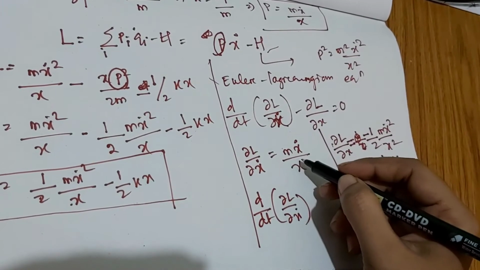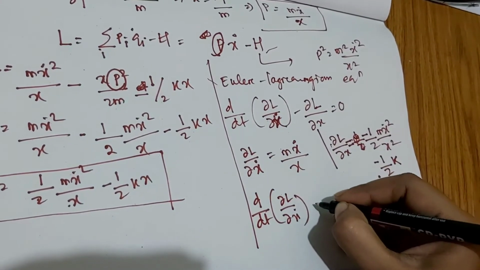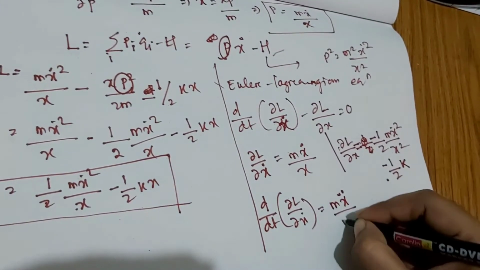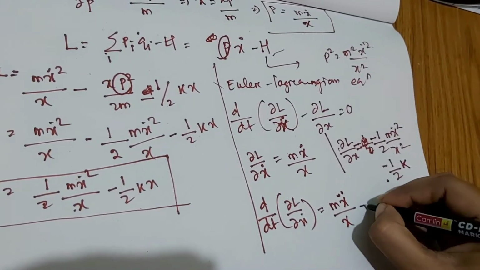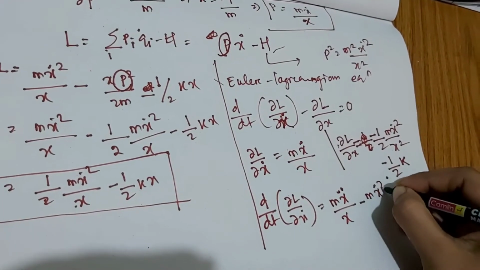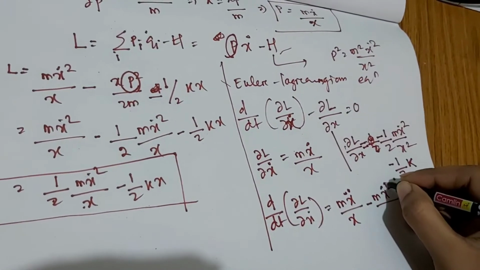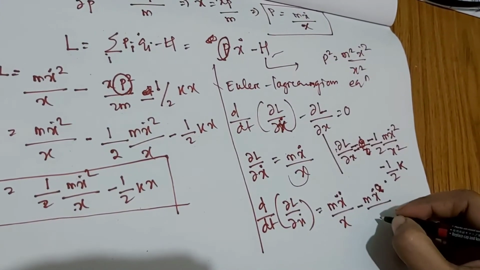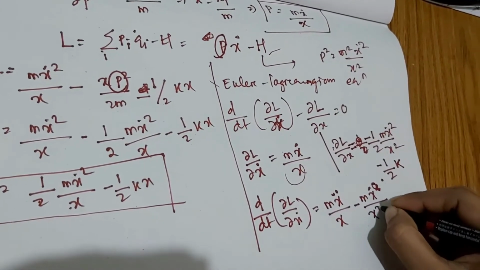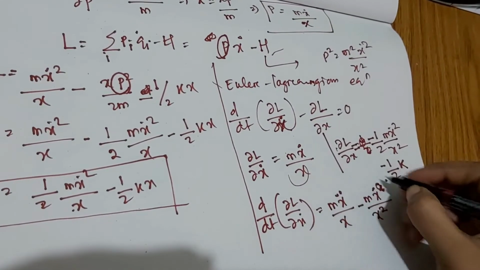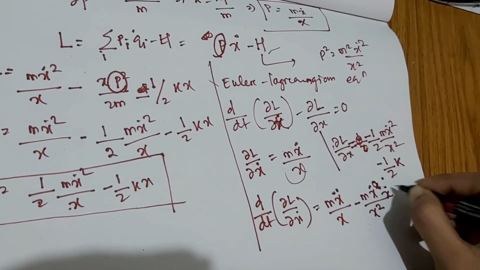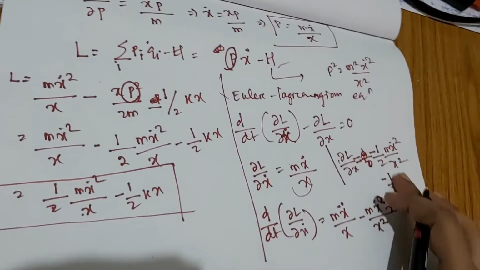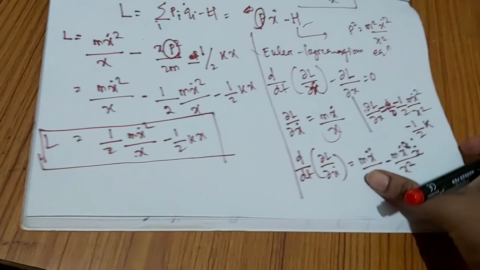as x also depends on time t, this will become m ẍ by x minus m ẋ, and for 1 by x the differentiation is minus 1 by x² and dx by dt, that is ẋ, one more ẋ is here. So this becomes m ẋ² by x². Now I will arrange these equations here.